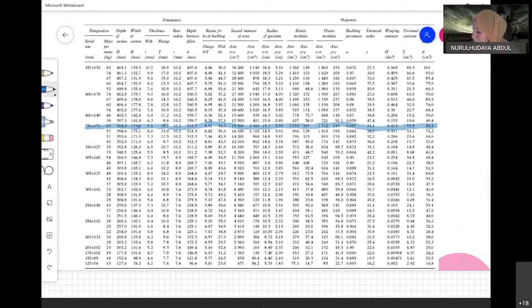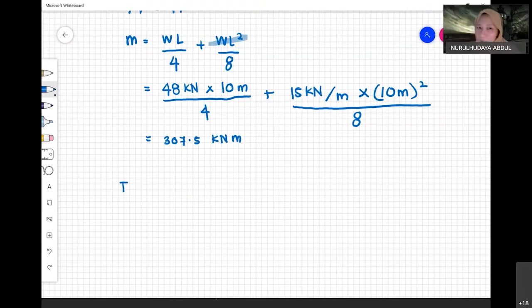So first, we look at the T. T is actually 15.7, okay, capital T. T is equal to 15.7 mm, which is actually less than 16 mm, which means that PY is 275.